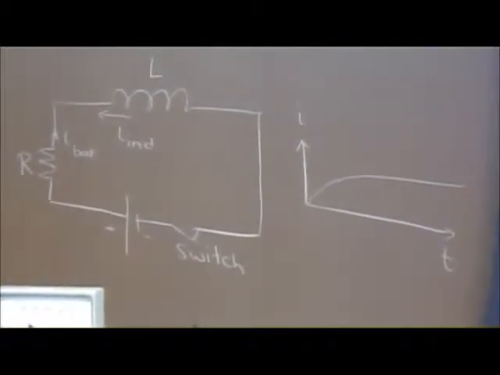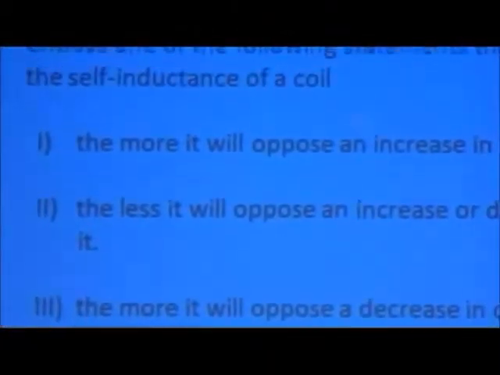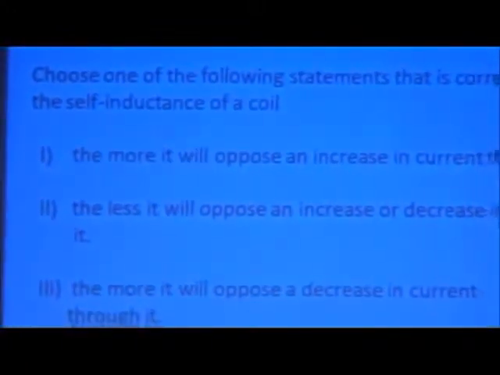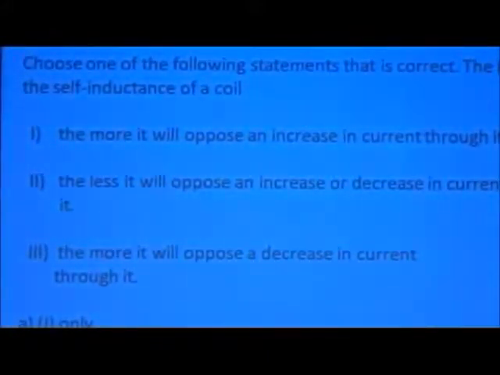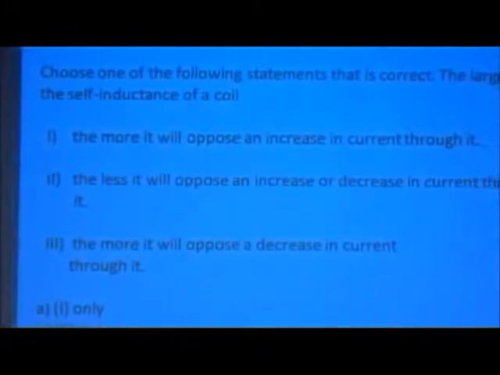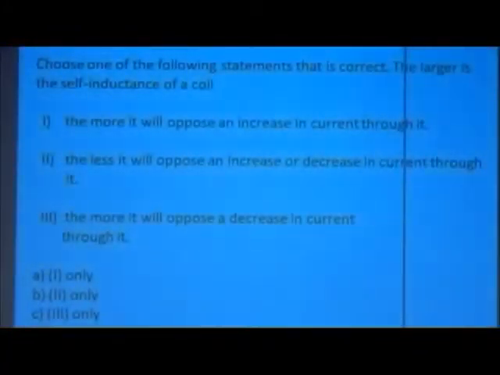Let's look at the next question. It says choose one of the following statements that's correct. The larger the self-inductance of a coil: one, the more it will oppose an increase in the current through it; two, the less it will oppose an increase or decrease in current through it; three, the more it will oppose an increase in current through it. 1 only, 2 only, 3 only, 1 and 3 only, none of the above. Please talk to a person next to you. Your time starts now.